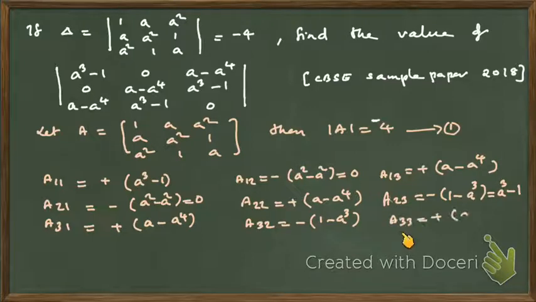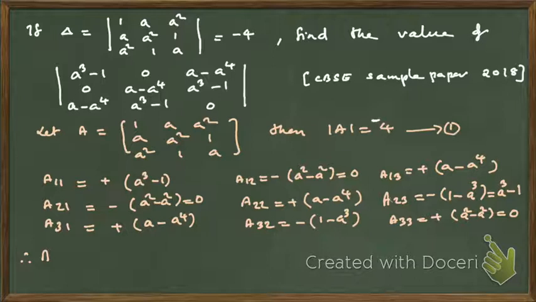And then A33 is plus of, because we ended with minus, now it has to be plus. This is the position. So delete that row, which means the third row and the third column. Cross multiply a square minus a square, which is 0. Now this is called the cofactor matrix.